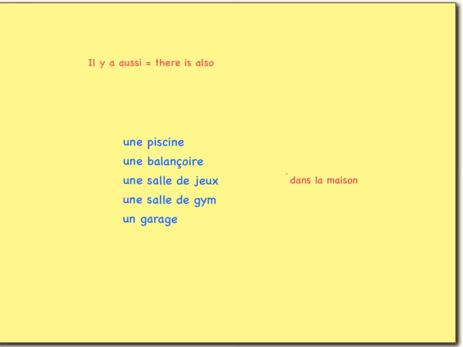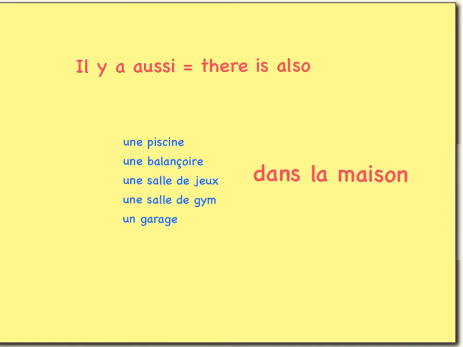So we can also say some other things. This is sort of extension sentences. You can try it if you wish. Il y a aussi. There is also. So I've given some examples of things your house might also have. Une piscine, a swimming pool. Une balançoire, a swing. Une salle de jeu, a games room, une salle de gym, a gym, un garage, dans la maison. So you'd finish off your sentence with dans la maison. You don't have to, you can just say il y a aussi.